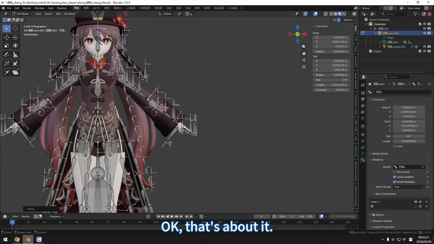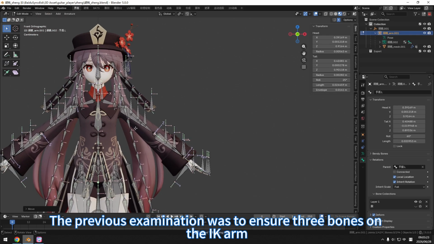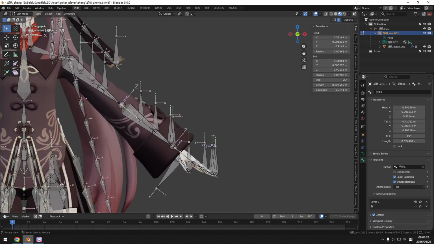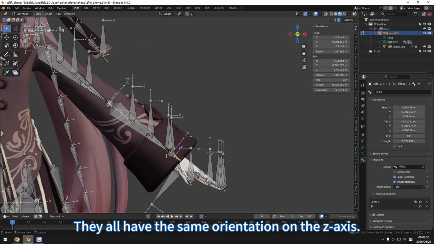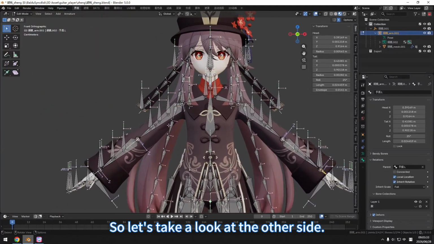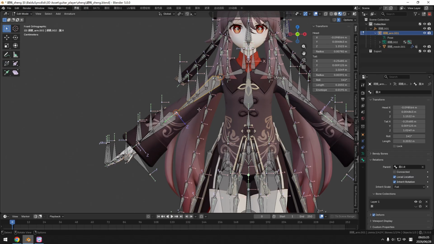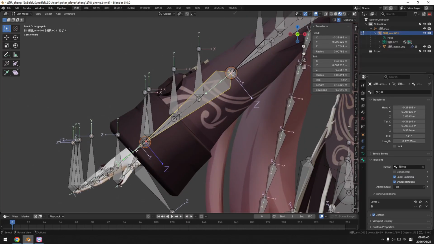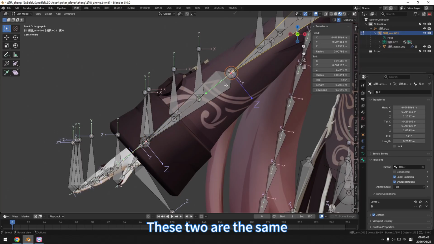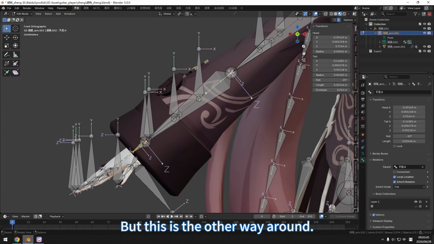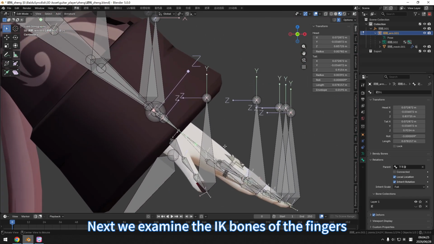Okay, that's about it. The previous examination was to ensure the 3 bones on the IK arm all have the same orientation on the z-axis. So let's take a look at the other side. These two are the same, but this is the other way around. So we turn it 180 degrees. Okay, that's it. Next, we examine the IK bones of the fingers.